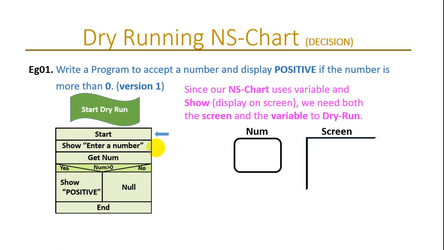Start, actually it's just the beginning. When you go to this one, it says show enter a number, right? So when this gets executed, you get that word enter a number here. Then you go to the next line. Next line is get number. Now the system is waiting for you to type something. So you type anything you want.